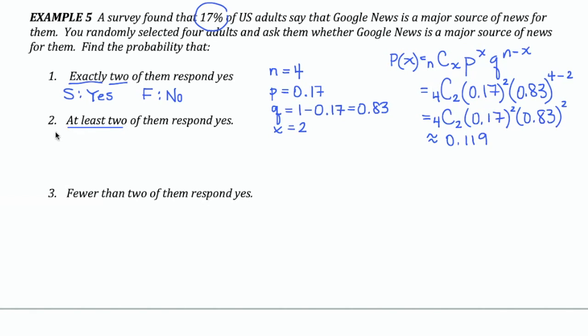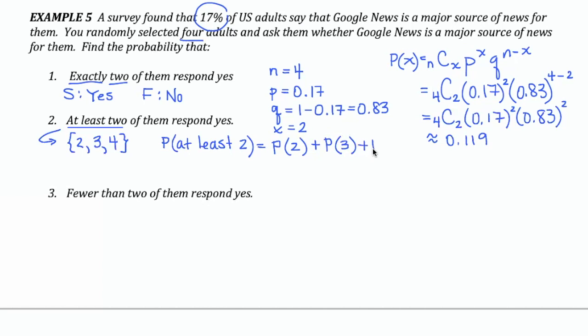In number 2, it says, what's going to be the probability at least 2 of them respond yes? So I need to think about what outcomes would mean at least 2 said yes. Well, if there's 4 adults, that could be getting 2 people to say yes, or 3 people to say yes, or 4 people to say yes. So the probability of at least 2 successes will involve me finding the probability of 2 successes plus the probability of 3 plus the probability of 4.